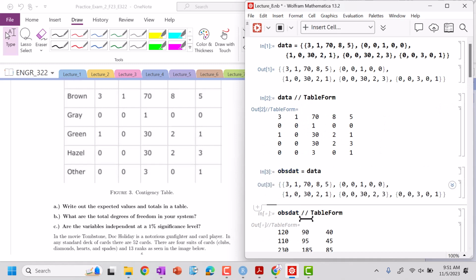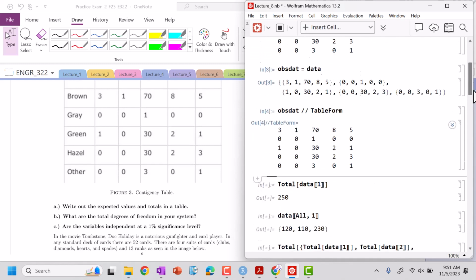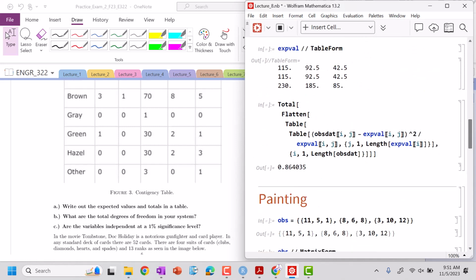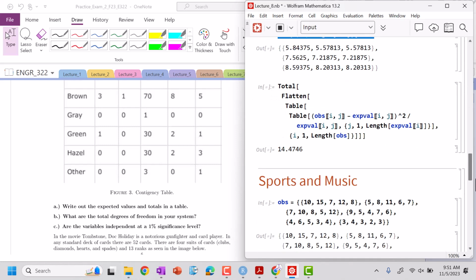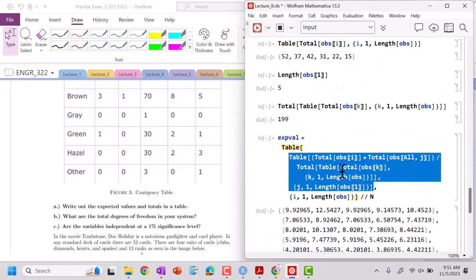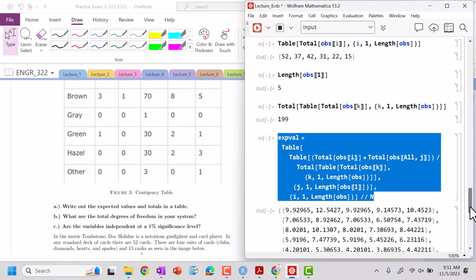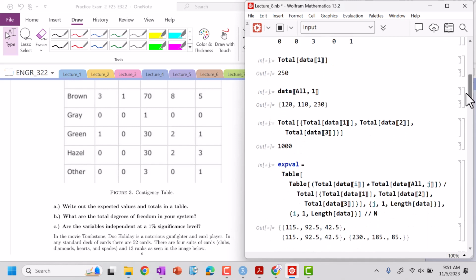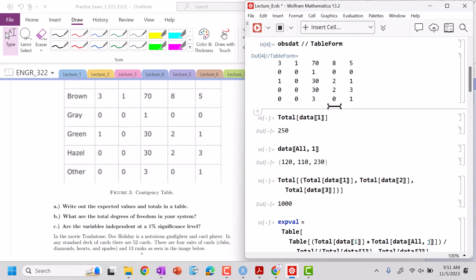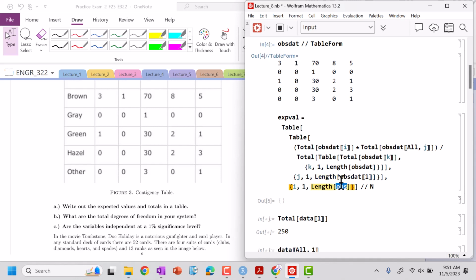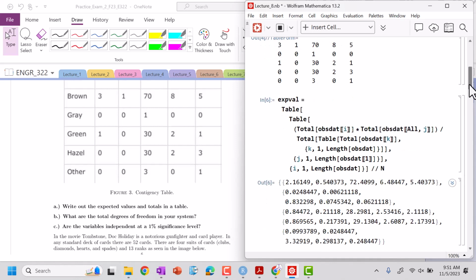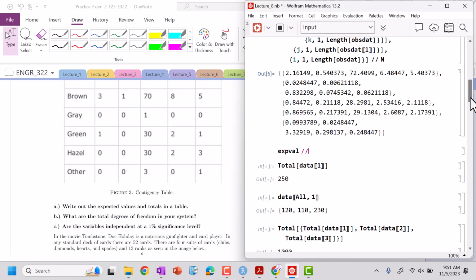So this is our observed data. Now we need to find the expected values in that table. This is our most general function for getting our expected values in our table. We could double check, obviously, to make sure that this code is actually working. So we need obsdat, and let's do the expected value in matrix form.